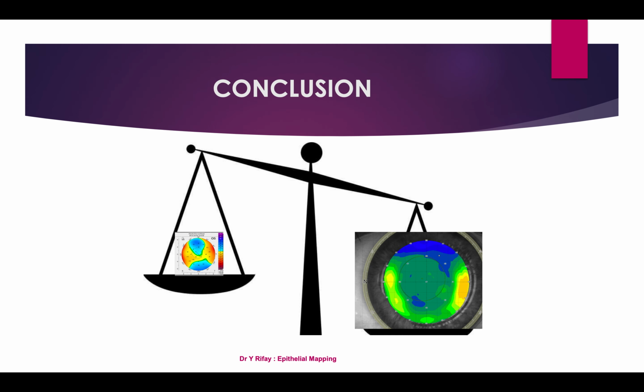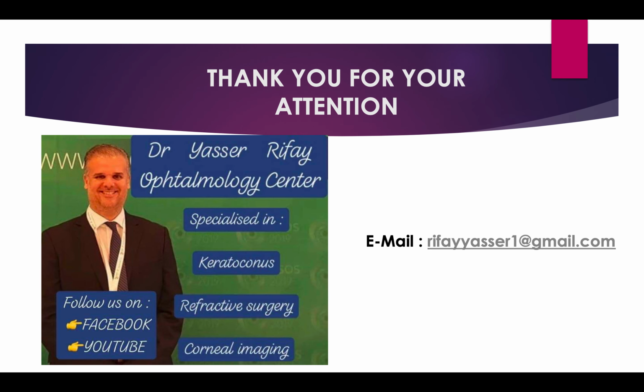So in conclusion, as we have seen here, in the early cases of keratoconus, we can maybe have normal elevations in BFS or in Belin-Ambrosio, but the epithelial mapping will show it, and the epithelial mapping is more sensitive to the steepening of the cornea, and more sensitive to detect early keratoconus cases, even if the posterior elevation is normal.